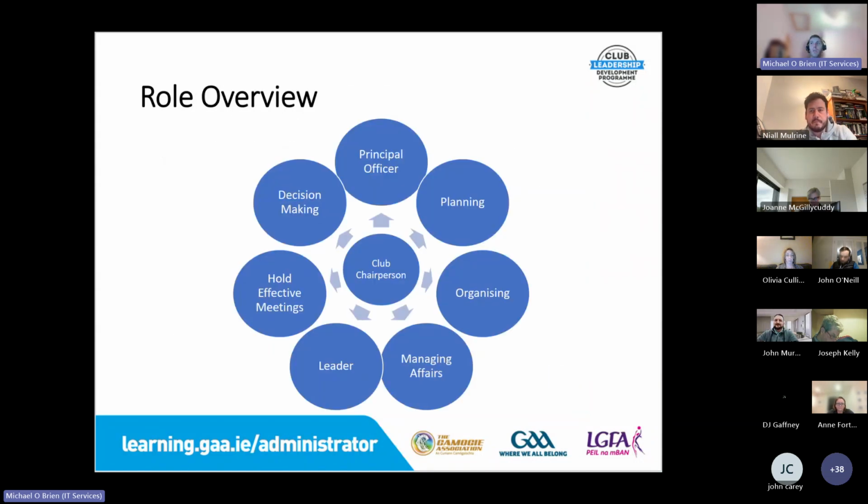So a quick overview of what your role will entail. So you will be the principal officer. Just before you go on there, Mike, maybe it's important to note that for an LGFA or a Camogie only club, so if you're part of a GAA club, the Office 365 package will be there for your chairperson role. If you're part of an LGFA or Camogie club, your club will have an email address, but you probably won't have an individual officer email. So if you're inquiring about that, your secretary will have access to that as well.